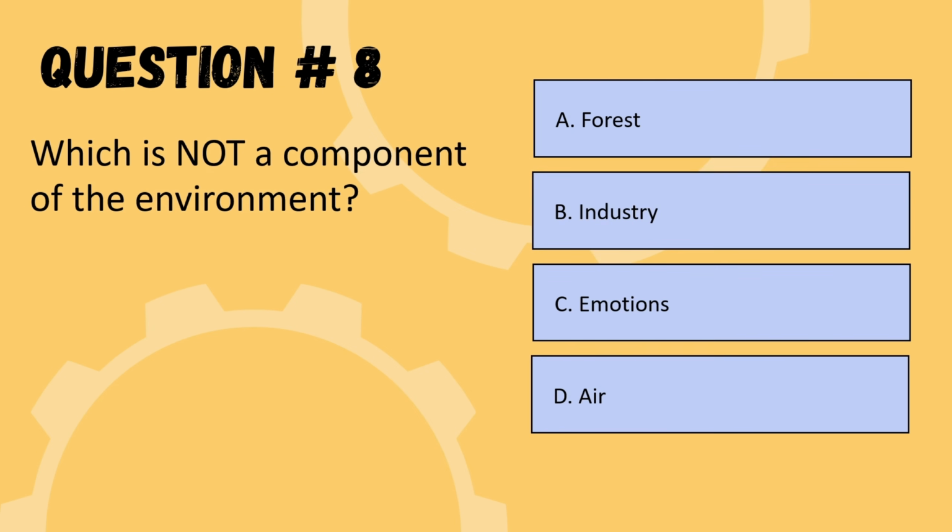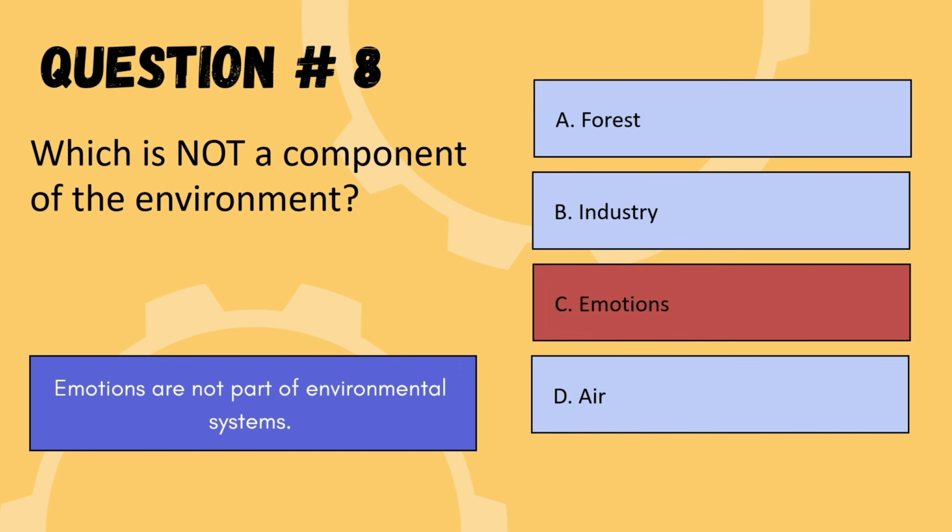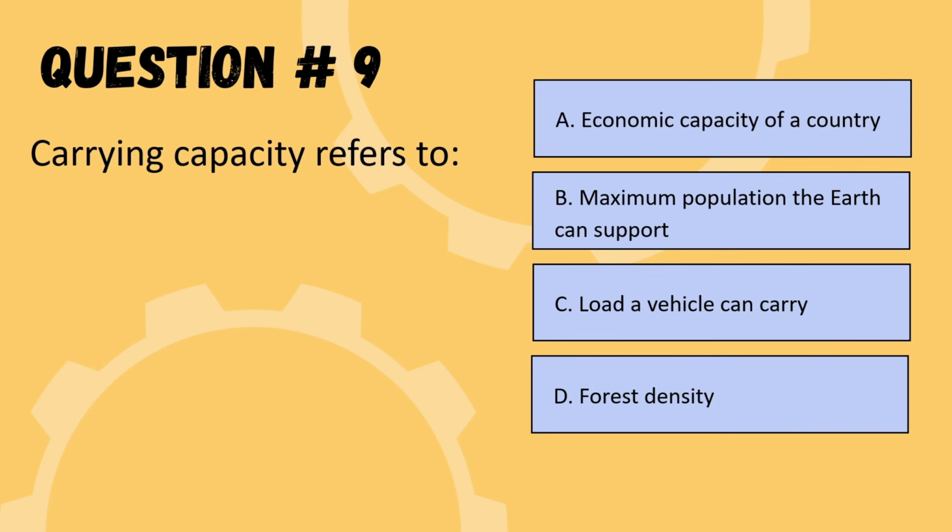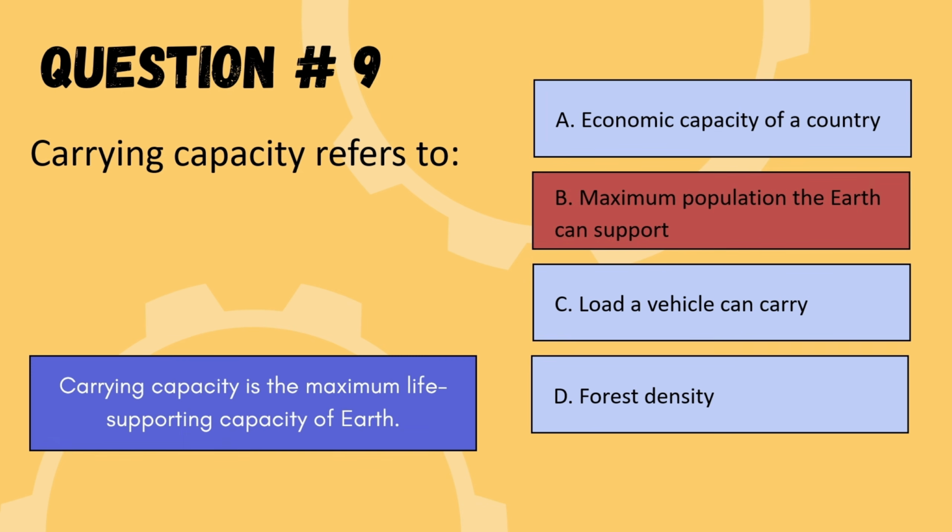Next question is, which is not a component of the environment? Options are forest, industry, emotion, air. So your correct option is option C, emotion. So we are moving to the next question. Next question is, carrying capacity refers to. Your options are economic capacity of a country, maximum population the earth can support, load a vehicle can carry, and forest density. So your correct option is option B, maximum population the earth can support. So we are moving to the next question.